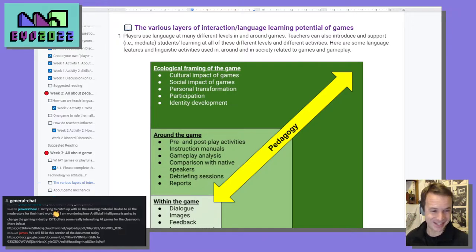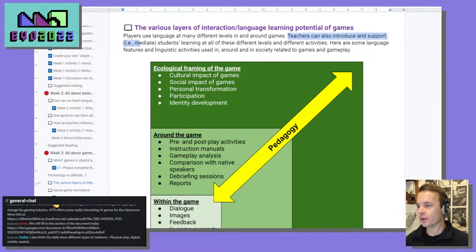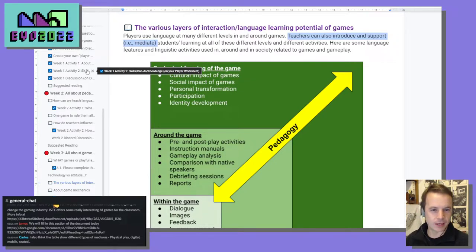It is still 6:30 a.m. It says players use language at many different levels in and around games. Teachers can also introduce and support, i.e. mediate, which is something that we looked at last week. What do teachers do to bring about more learning around a playful activity?